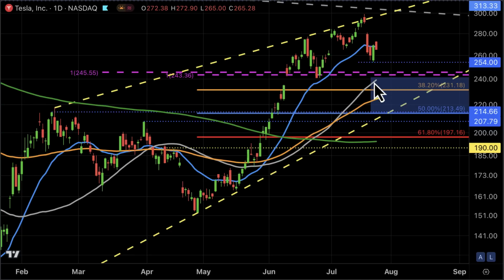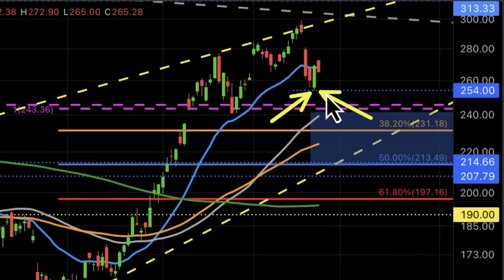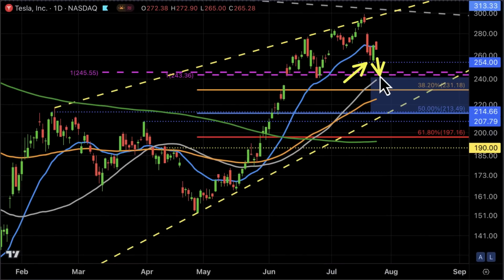pullback. So basically, keeping it simple, if Tesla can now take out that support at 254, okay? So if Tesla can now take out that near support at 254, I think the odds increase. So what I'm waiting for is just a break of that support as a confirmation that we've already begun the pullback, okay? So all I'm waiting for is a confirmation that we've already started the pullback by breaking that near support, 254, okay?